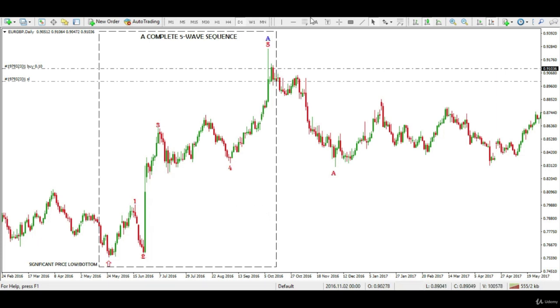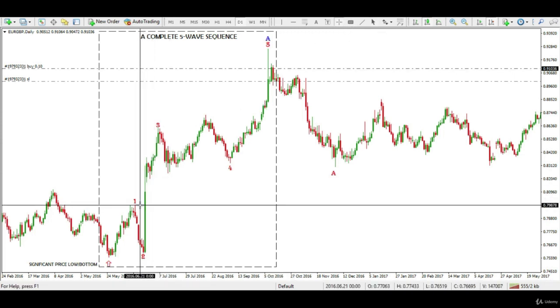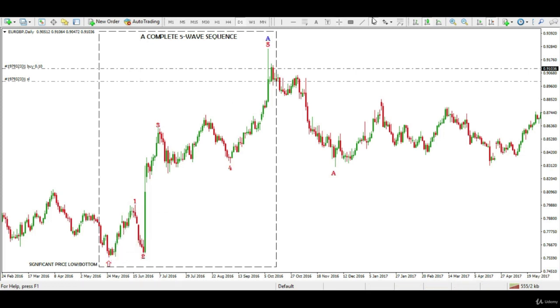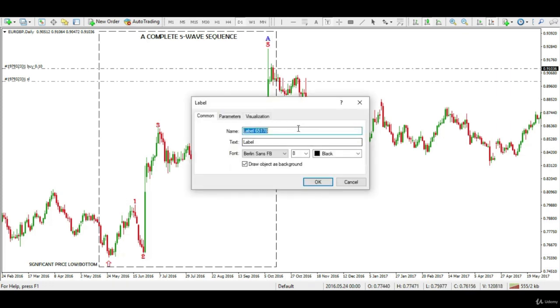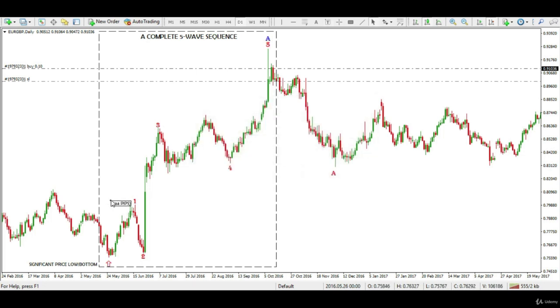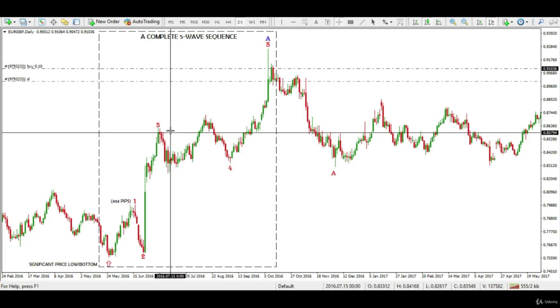And finally, wave principle says that wave 3 can never be the shortest among 3 impulse waves, which is also true as wave 3 traveled farther in pips compared to both wave 1 and wave 5. Remember guys, it can be shorter than one impulse wave but cannot be the shortest of all impulse waves.